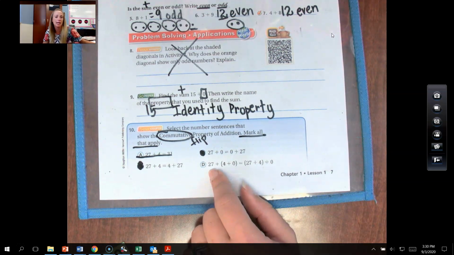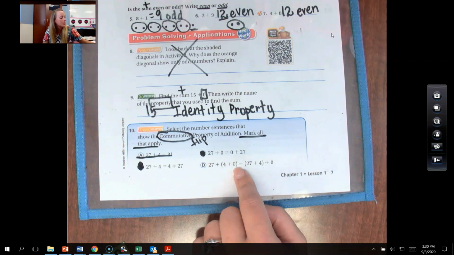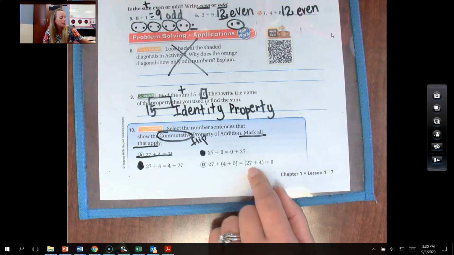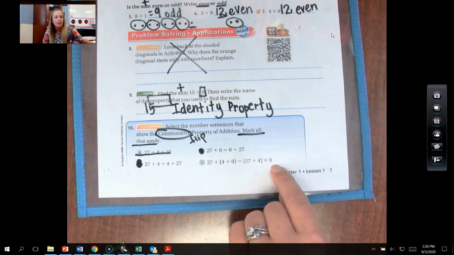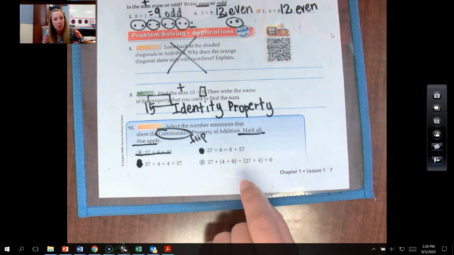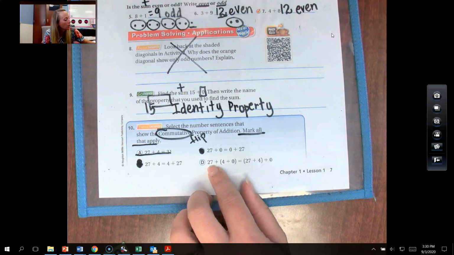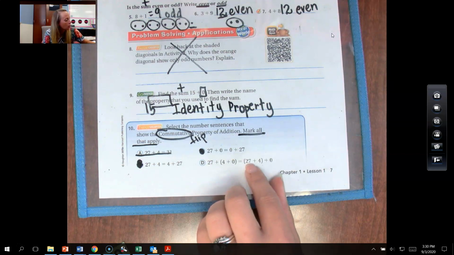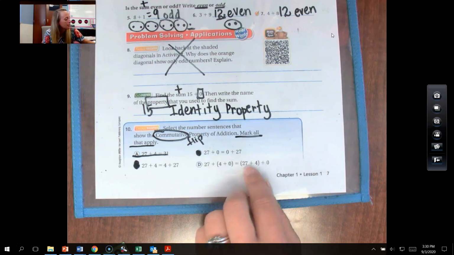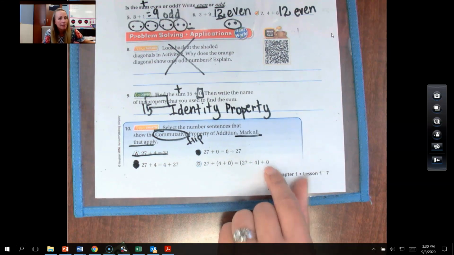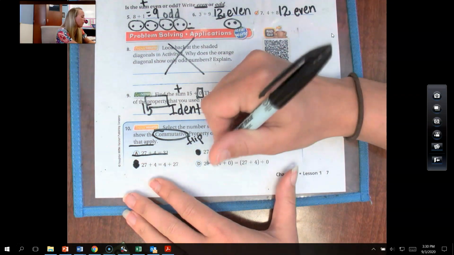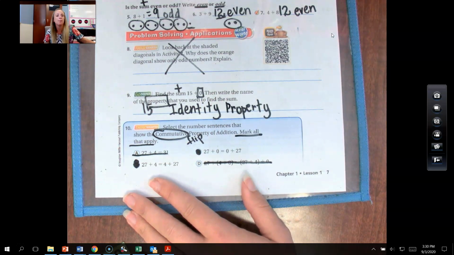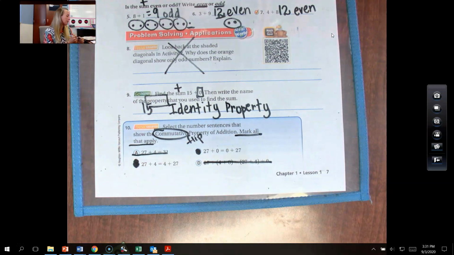Let's look at choice D. 27 plus 4 plus 0 is the same as 27 plus 4 plus 0. Did they flip-flop those numbers? No, they are in the exact same order. 27, 27, 4, 4, 0, 0. That's not an example of the commutative property. So both choices, B and C, were examples of the commutative property.